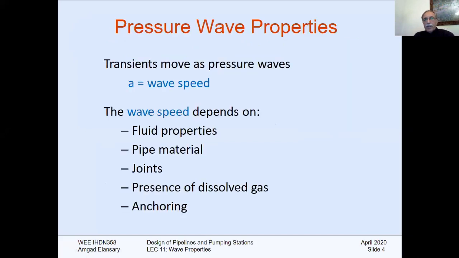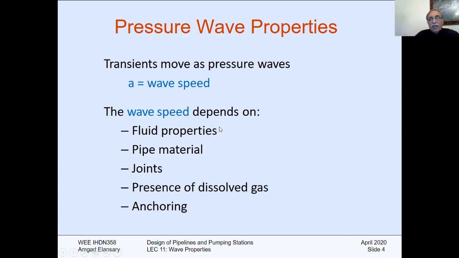The pressure wave properties: the transient moves as a pressure wave. The letter A is used to indicate the wave speed. Some of the books use the letter C, but these are the only two letters you're going to watch for, A and C. But we're going to use A in most of our lecture here.